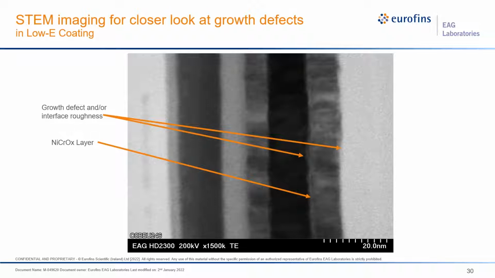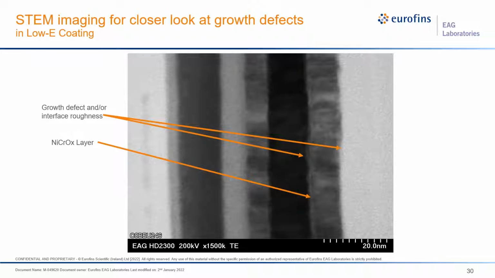This is not a perfectly smooth transition. As you can see, there are differences, and the thickness here is different than the thickness here. So it gives you an idea of the quality of the coating and the interface quality. We see the nickel chrome oxide layer in here, not as clear as we see it in the SIMS, but we can make it out.